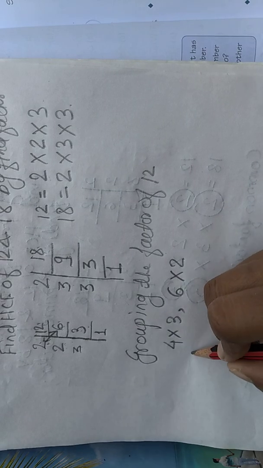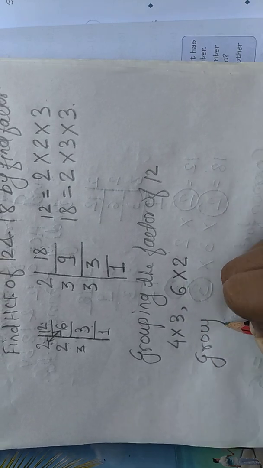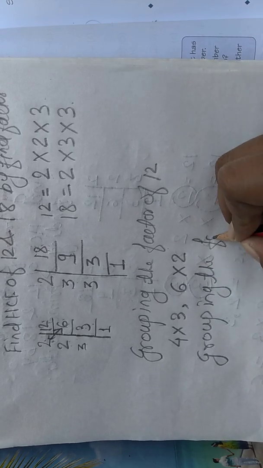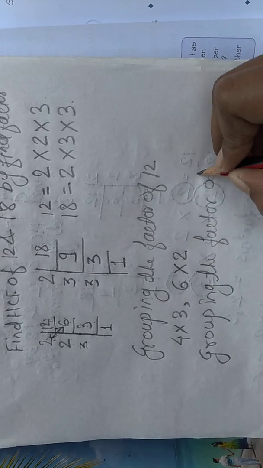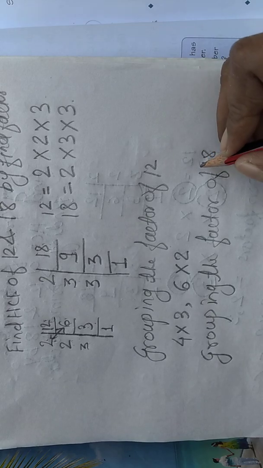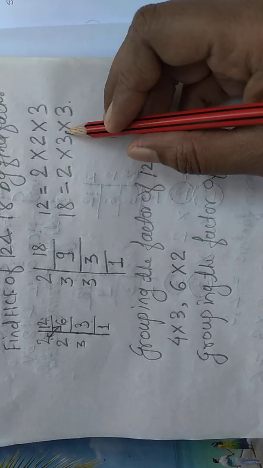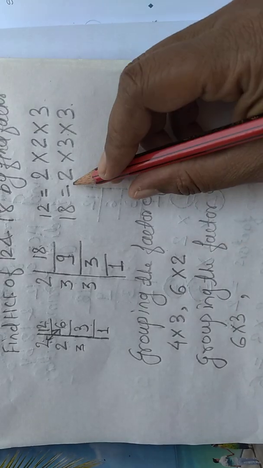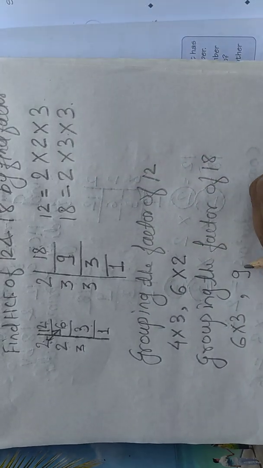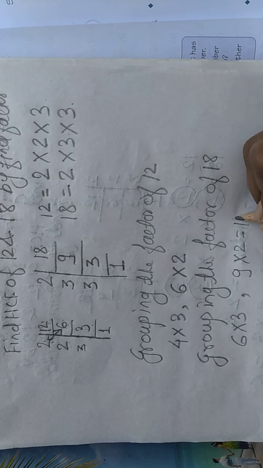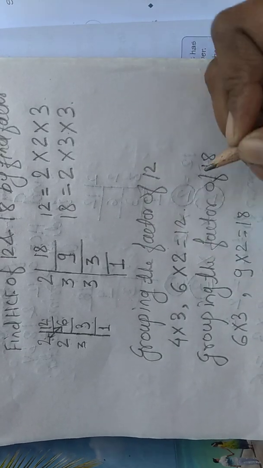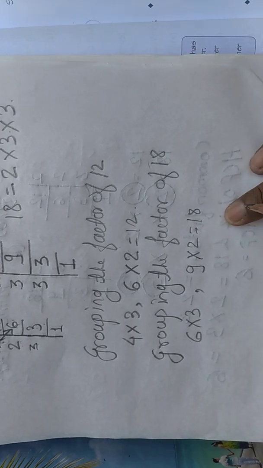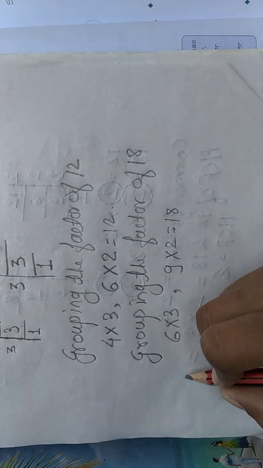Same for the 18. Grouping the factors of 18. We have to do the grouping for 18 as well. So 2 3s are 6, 6 into 3 is equal to 18. 3 3s are 9, 9 into 2 is also equal to 18. In this way we find the groups. So the next step is to write the factors.